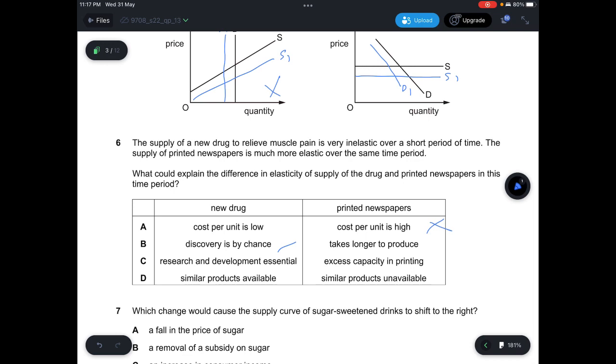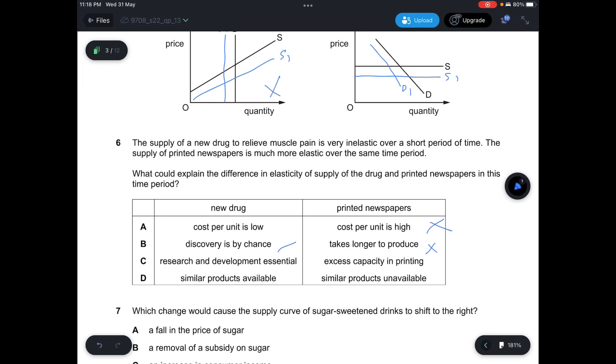But for printed newspapers, it says it takes longer to produce, which is not correct. In order for the supply of a particular item to be elastic, it has to be able to be produced in large quantity with spare capacity available. Assuming that there's an increase in price, then the percentage change in quantity supplied should also be higher than the percentage change in price. So if it takes longer to produce, then the percentage change in quantity supplied would actually be lower than the change in price. So B is not correct.